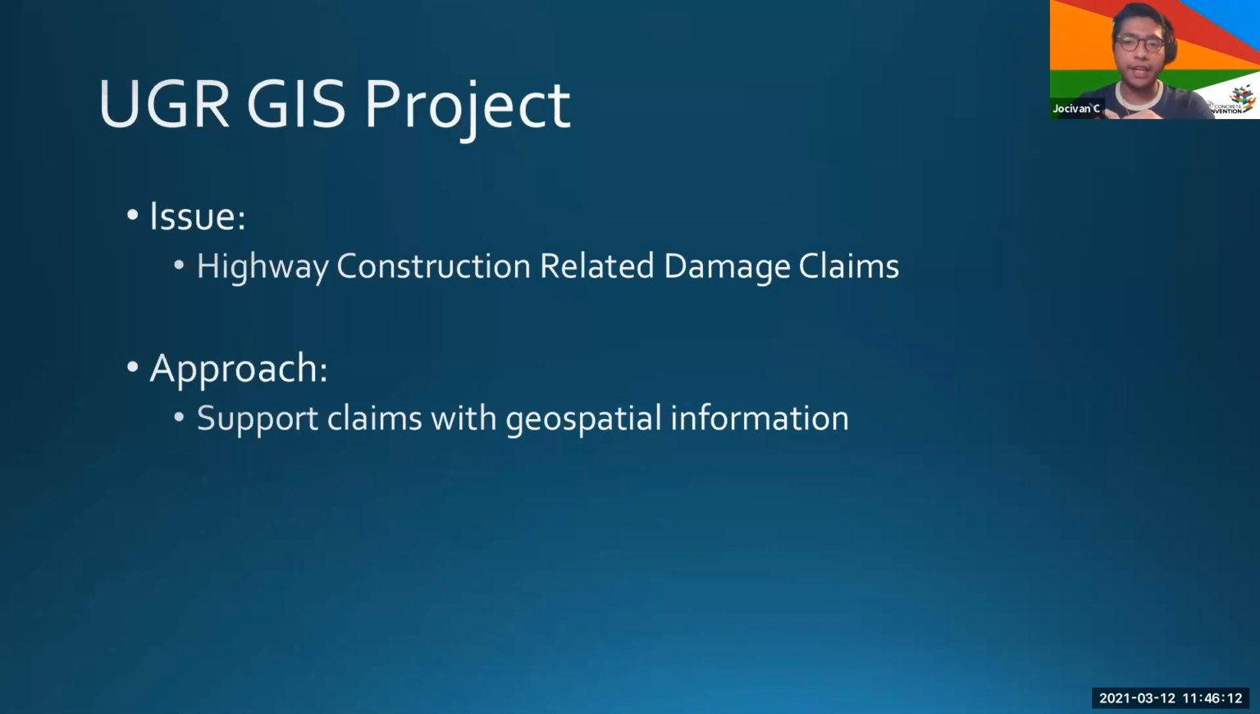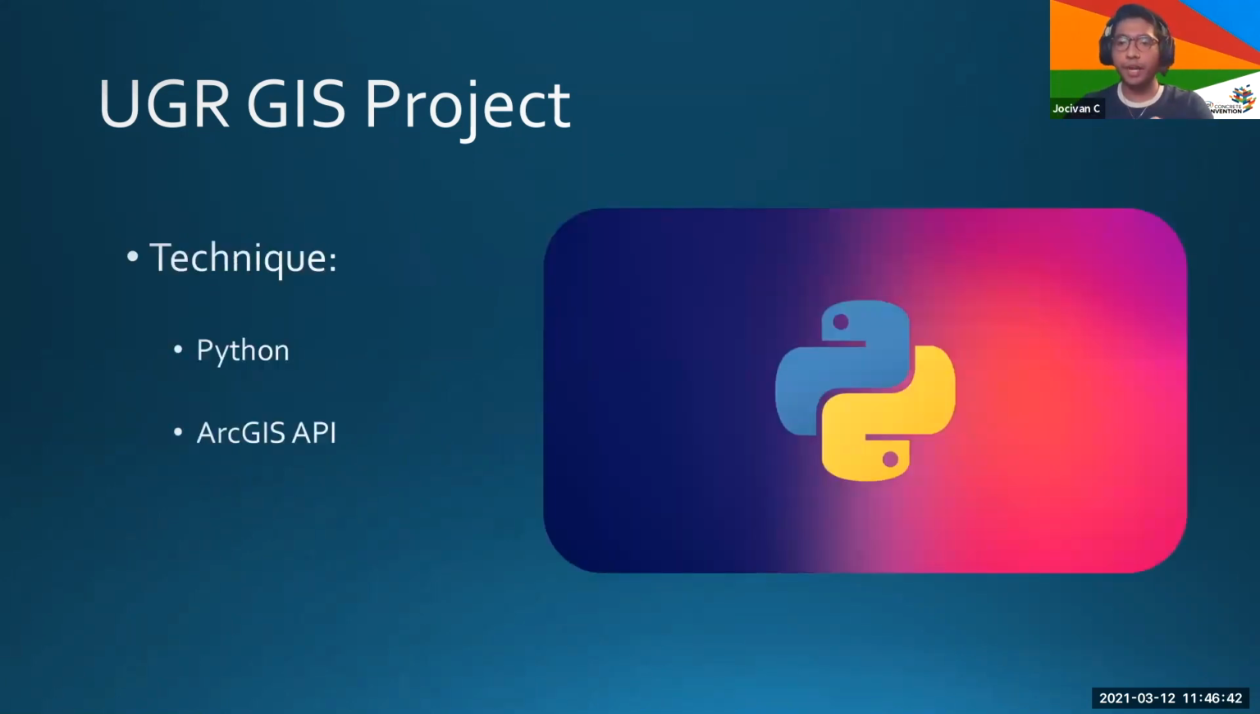A little bit more about my GIS project. The issue I'm trying to address currently is highway construction related damage claims, where contractors are setting this almost unobtainable level of evidence required for your claims to go through. That's a big issue because obviously their construction is causing the damages, but they're not taking any responsibility for it. My approach to that issue is supporting those claims with geospatial information, specifically through the use of Python programming and ArcGIS APIs. I'll expand a little bit more about each of these later on in the presentation.